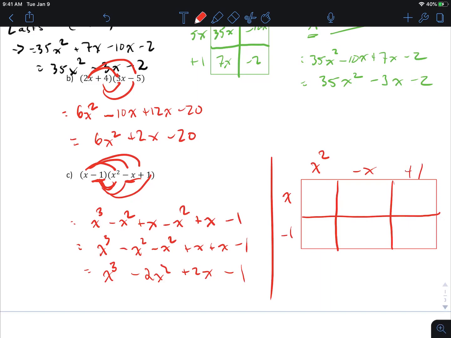Now it's a 3 by 2 rectangle this time instead of a 2 by 2. So then I can go x cubed, -x squared, x, -x squared, plus x, -1. So you can see I got the 6 pieces there again. I think the table and the rainbow method will not break down on you. The FOIL thing is more meant for ones that look like this one, with the 2 in it.